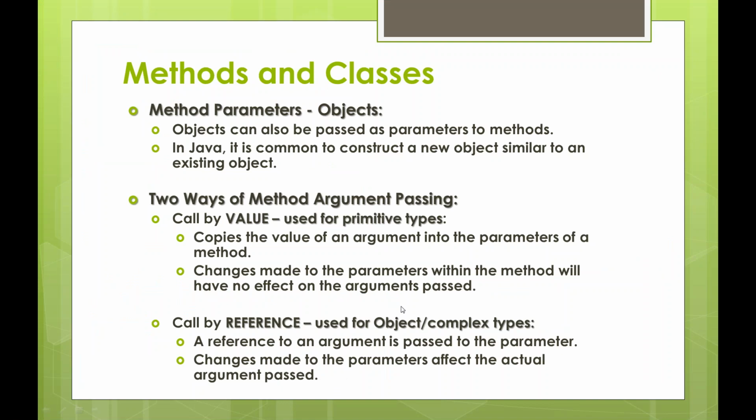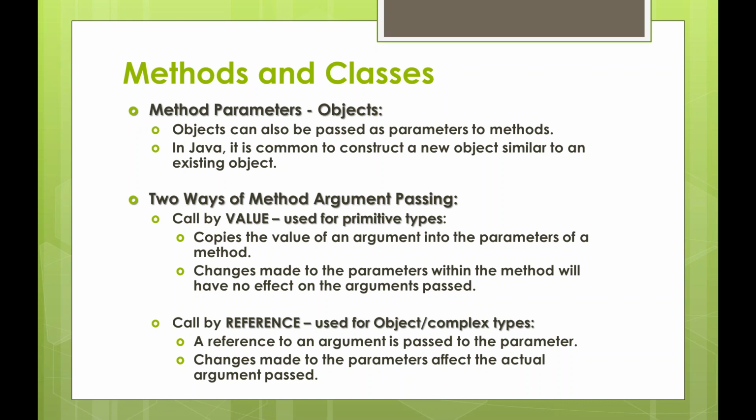So we have seen passing parameters to methods. Parameters are defined within a method, and arguments are passed to a method while calling the method. They need not be primitive types; they can be objects as well. Based on whether the parameter passed is a primitive type or a complex type, we have two ways of handling it. Java handles method argument passing in two ways.